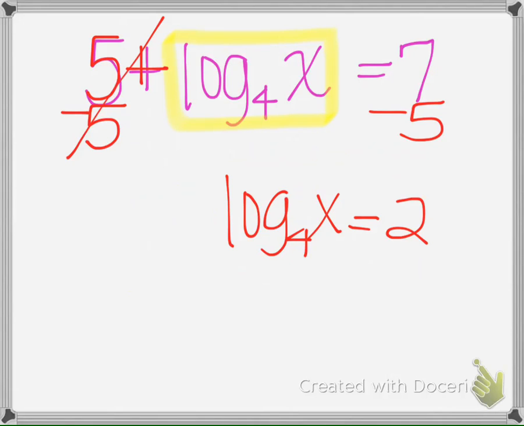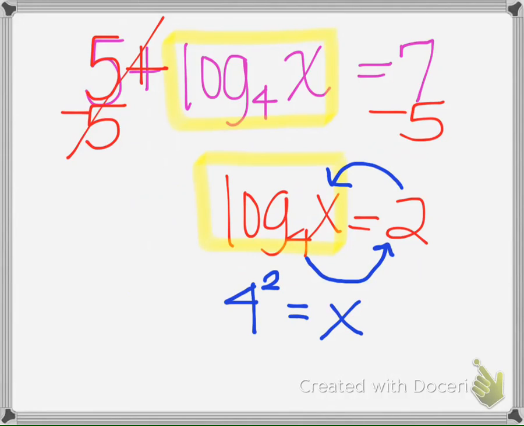Now that we have the log expression by itself, we're going to write it in its other form. We're going to write it using exponential notation here. So we're going to have 4 to the second power equals x. And now to solve for x, all we have to do is figure out what 4 to the second power is, which is 16.